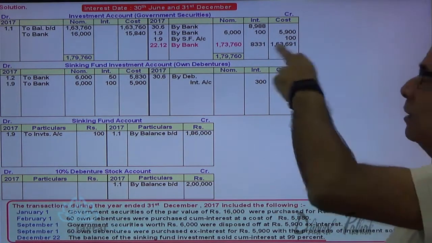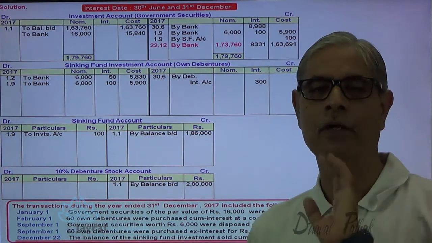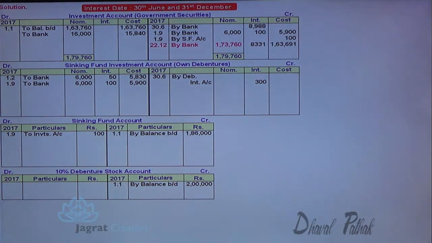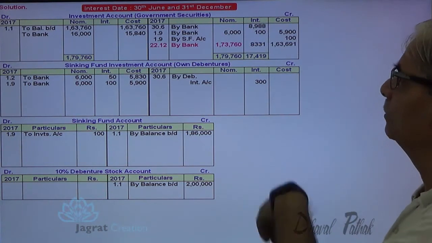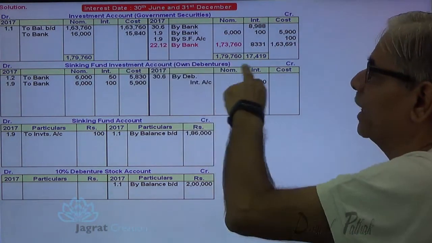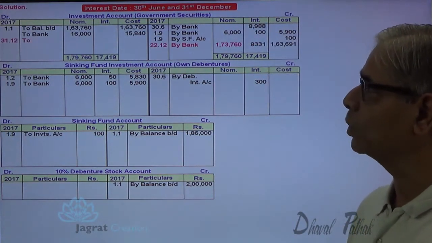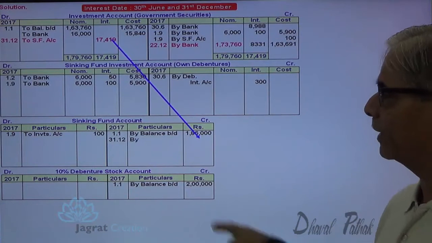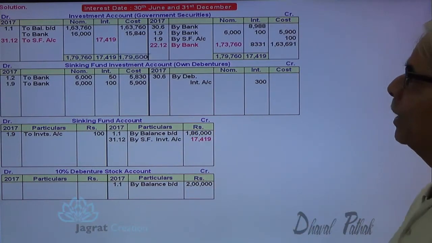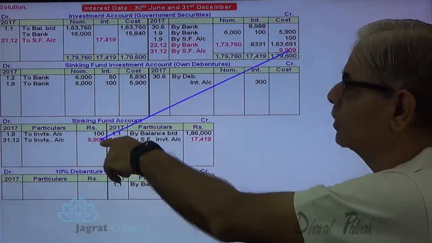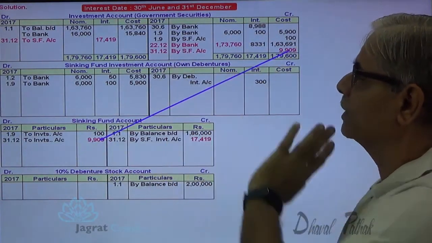Now this sale is recorded. Now I am required to find out the profit or loss on sale of investment, so that you can comfortably work out this interest column that will be transferred to sinking fund, the total of credit, because all investments are sold. Sinking fund account is credited with this. Now this is the purchase price, this is the sales price. Here you will get the loss on sale of investment, that is also transferred to sinking fund account.